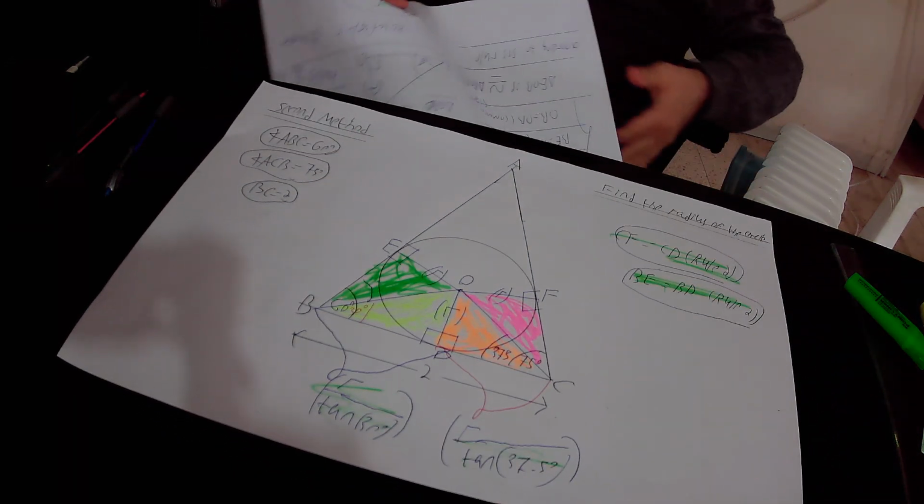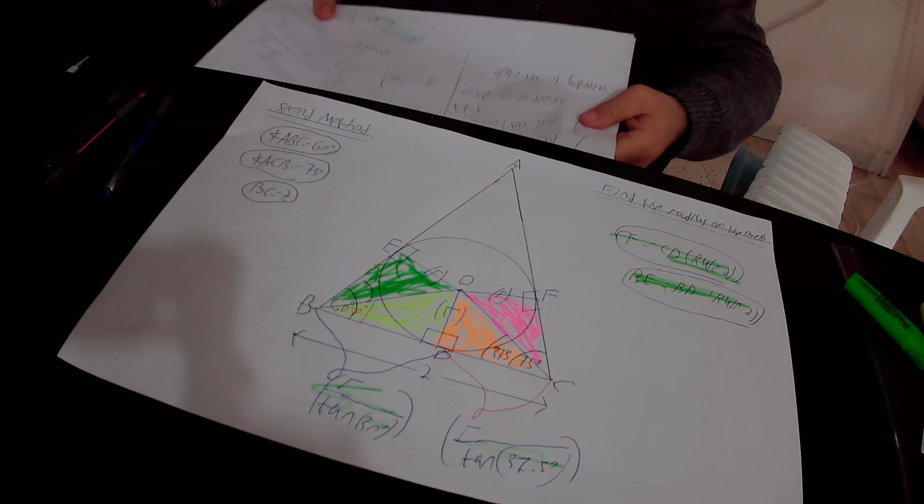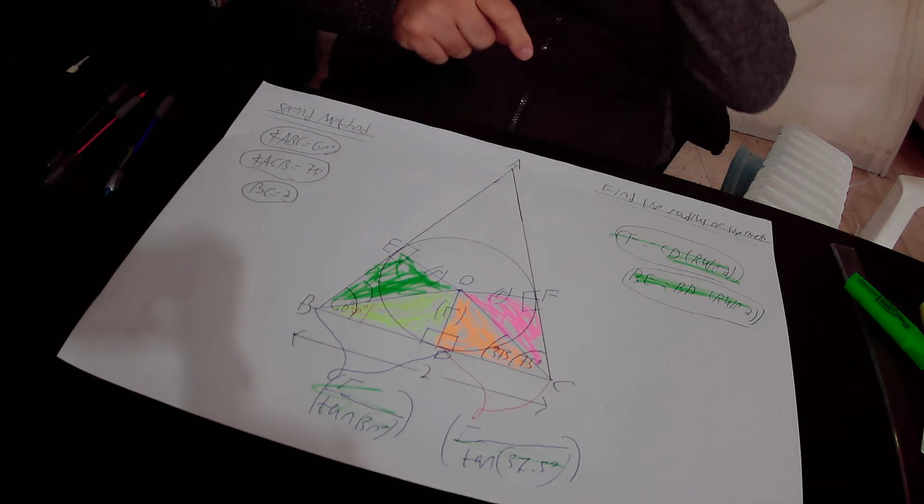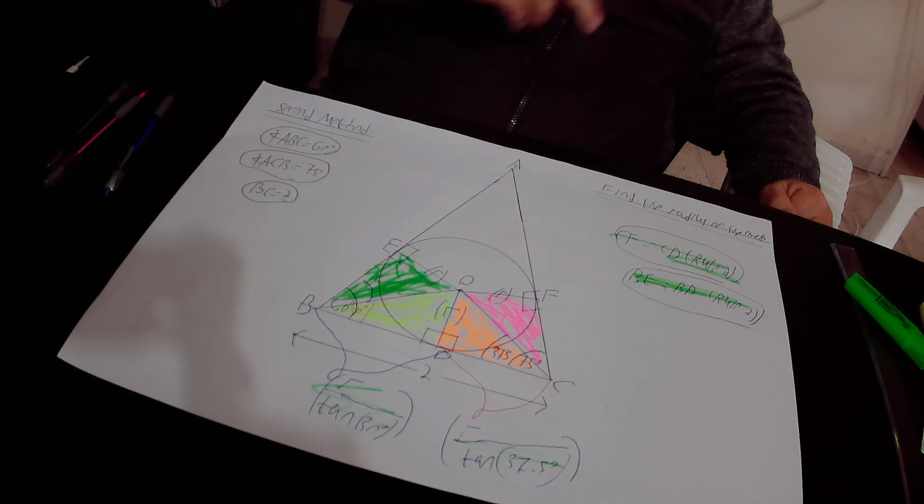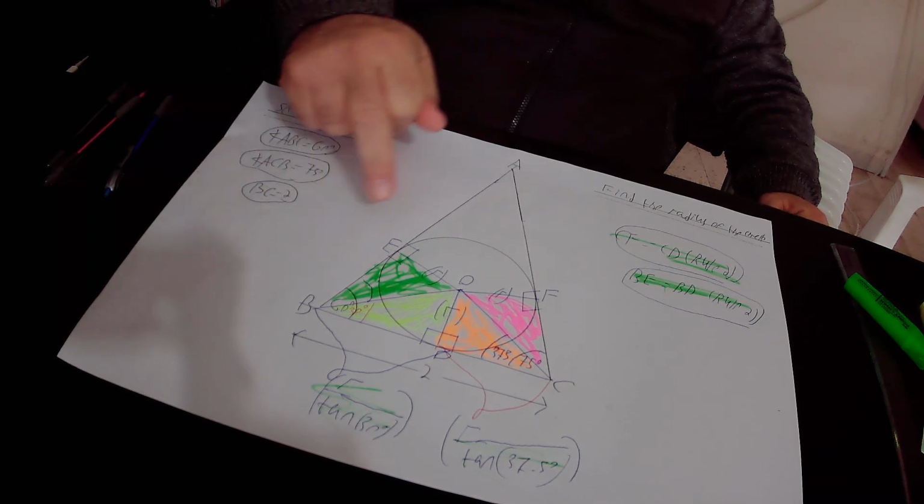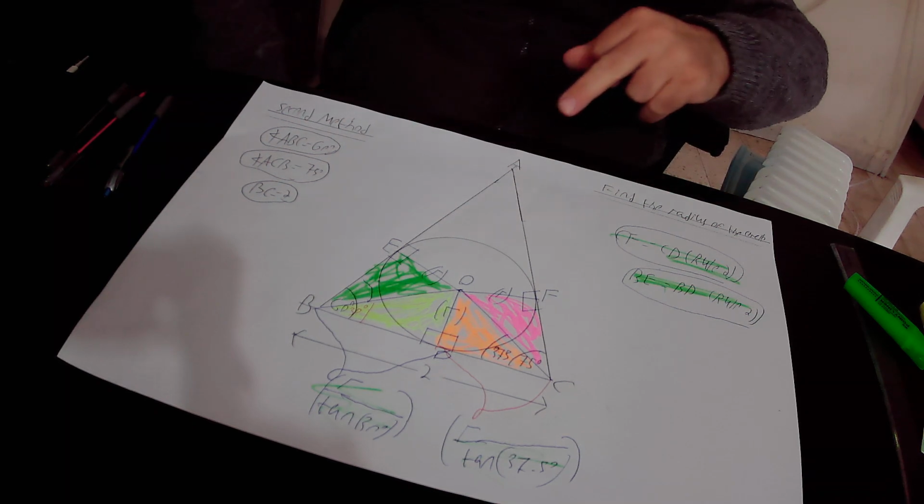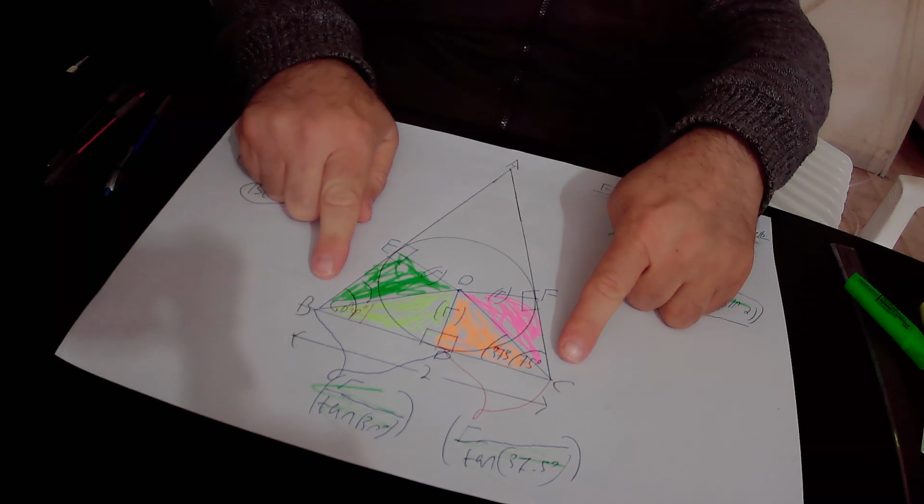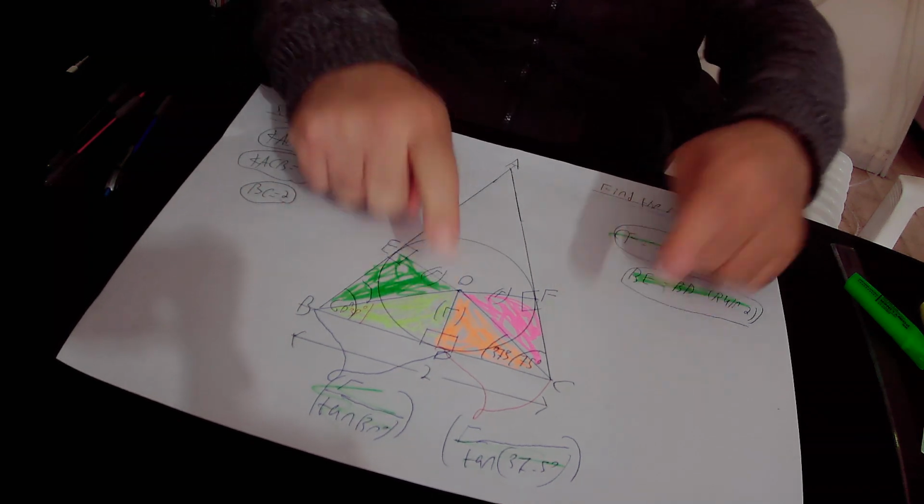In the second method, we defined the center of this circle as O. We define the point of tangency of tangent AB with this circle as E. We define the point of tangency of tangent AC with this circle as F. And we define the point of tangency of tangent BC with this circle as D.